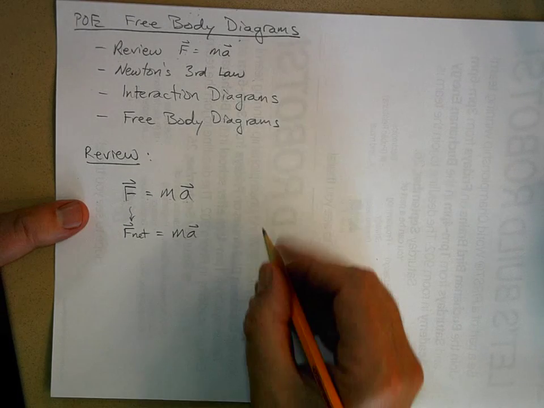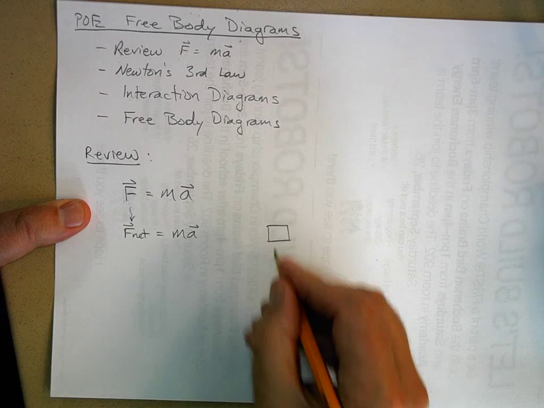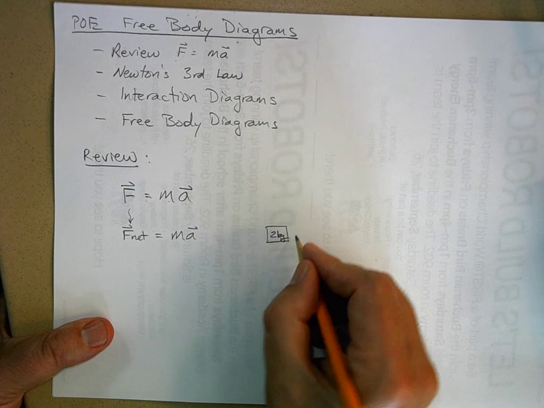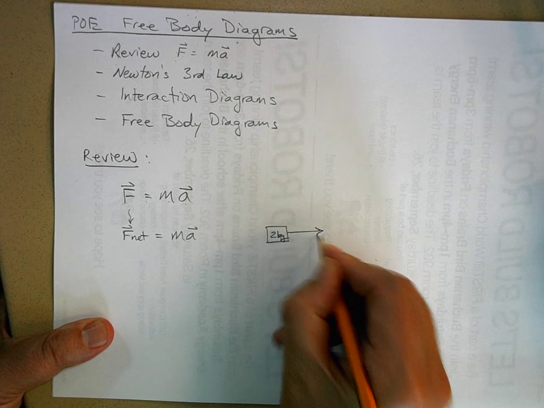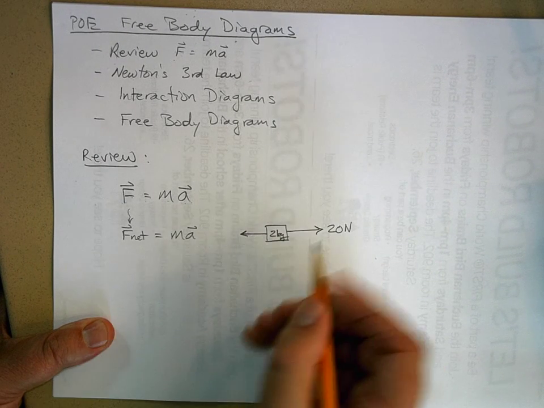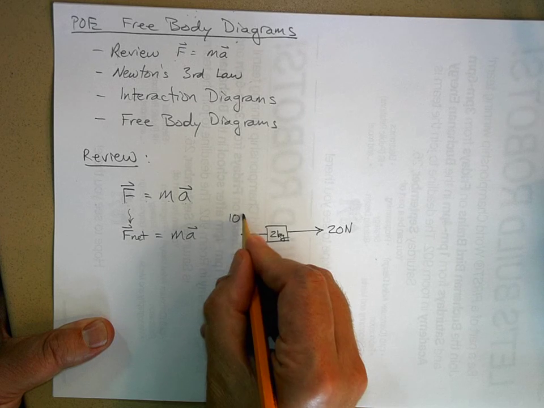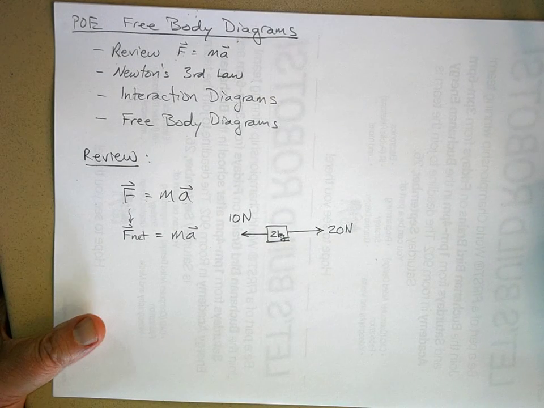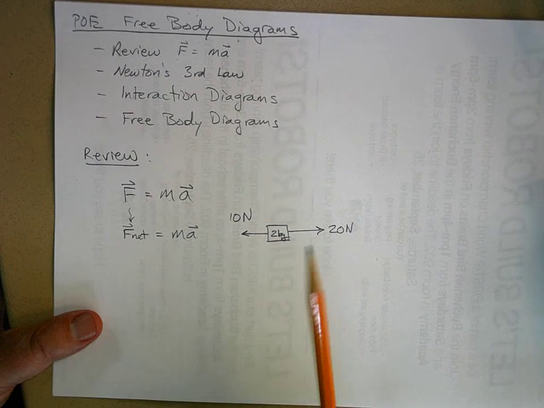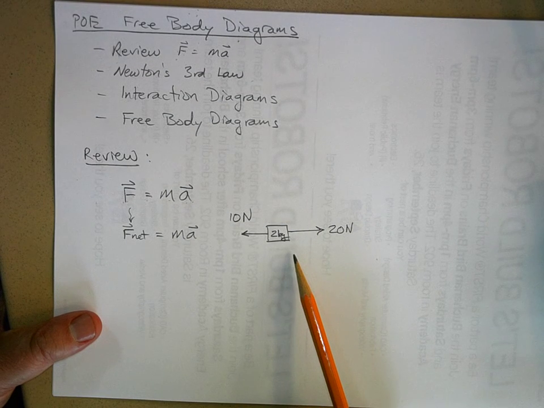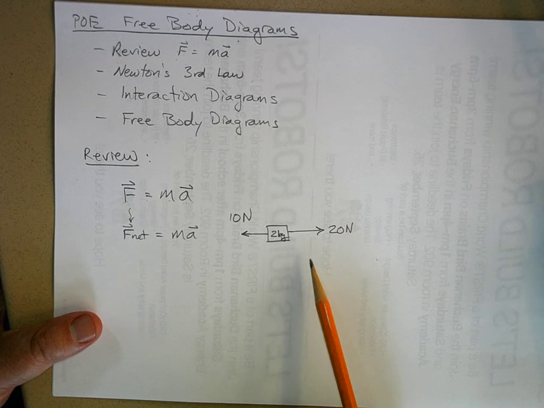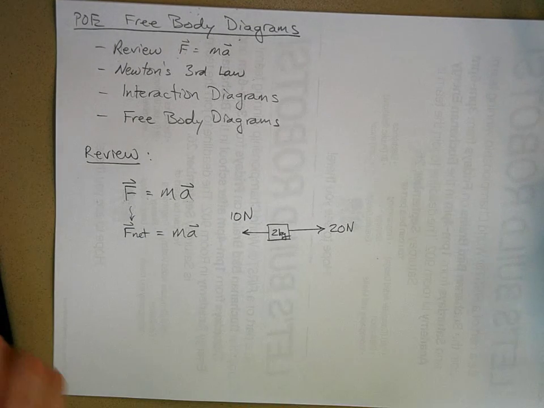What I mean by that is, suppose I have a massive object. Maybe it has a mass of 2 kilograms. And maybe somebody's pulling on it with a force of 20 newtons in this direction, and somebody's pulling on it in this direction with 10 newtons of force. Okay, yeah, 30 newtons. Yeah, smart guy over there. All right, so, no, it's not a total of 30 newtons. No, because they're pulling in opposite directions.